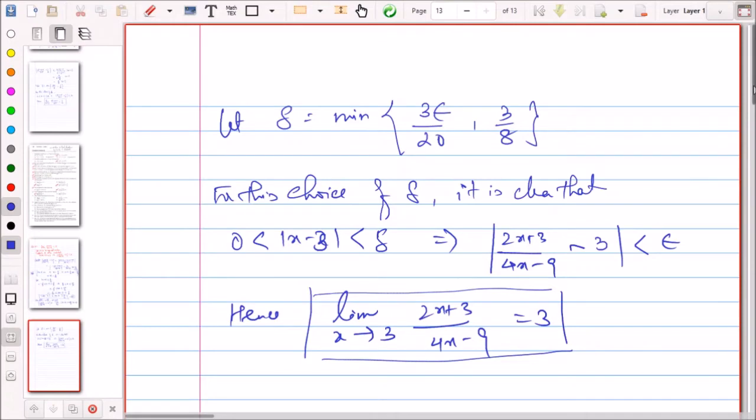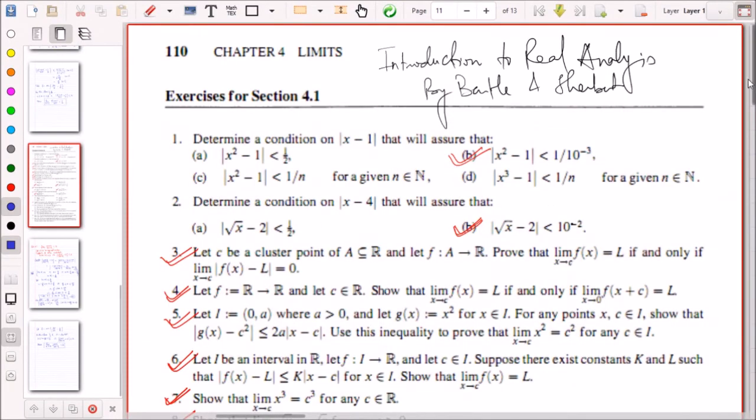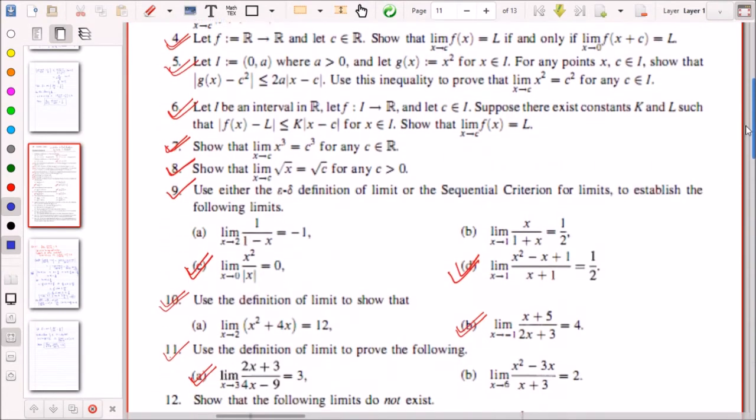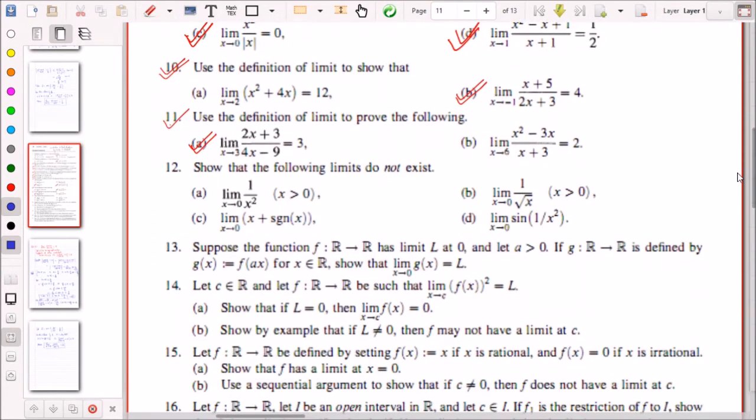So now we have completed question number 11. Let's pick up the next question, which is question number 12. What is question number 12? Show that the following limits do not exist. We have already solved a similar question, so I will not solve this.